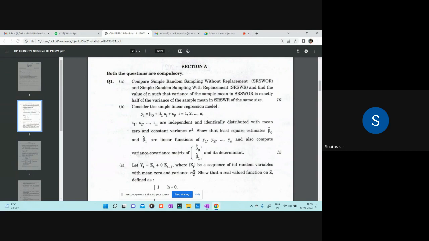Okay, so can you please try this out? How to start this question that compares simple random sampling without replacement and with replacement?